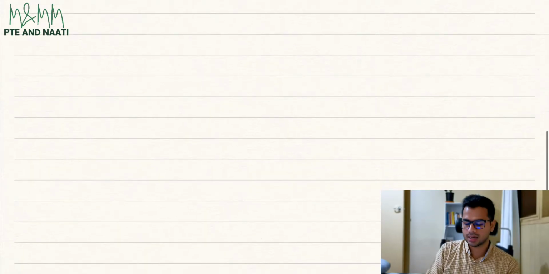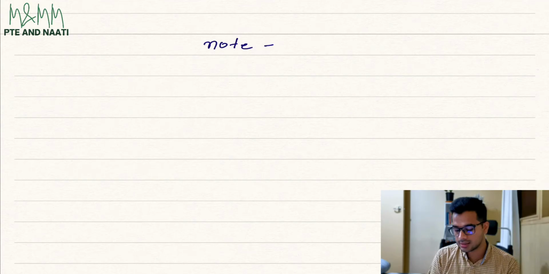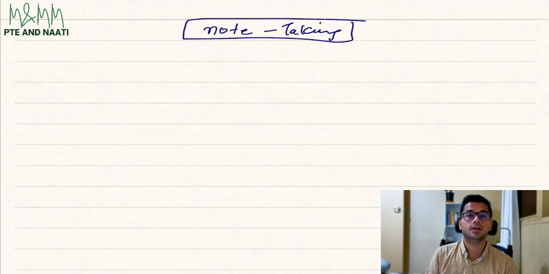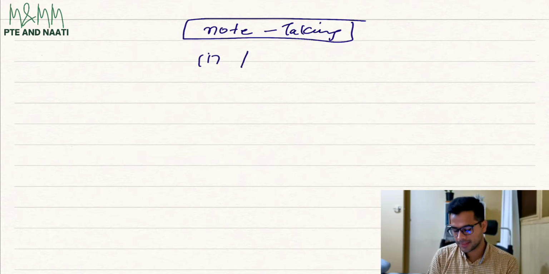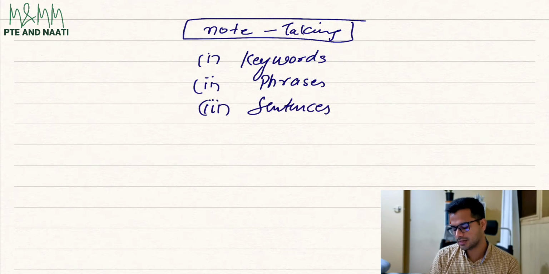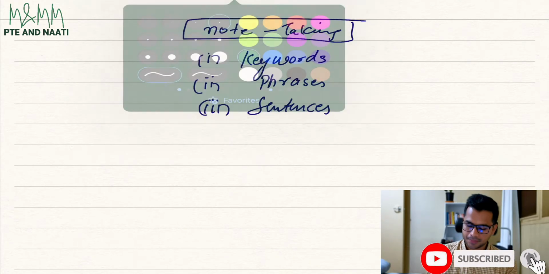Now let's understand the main focus of this topic, and that is note taking. How do we take notes in the exam? That's very important. Now, first of all, there are 3 ways of taking notes. First is keywords. Second is phrases. And then third is sentences. So keywords, phrases, and sentences.